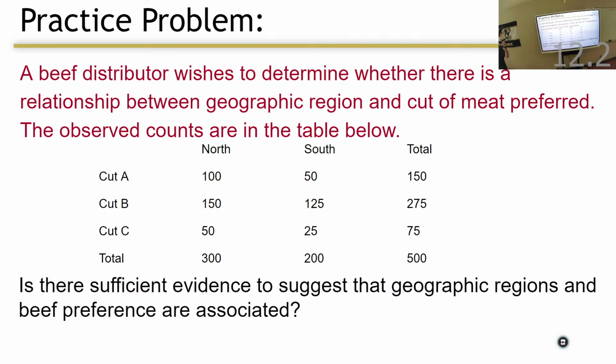Questions I'm going to ask you: GOF, homogeneity, independence. A beef distributor wishes to determine whether there is a relationship between geographic region and cut of meat. The observed counts are in the table below. Is there sufficient evidence to suggest that geographic region and beef preference are associated?